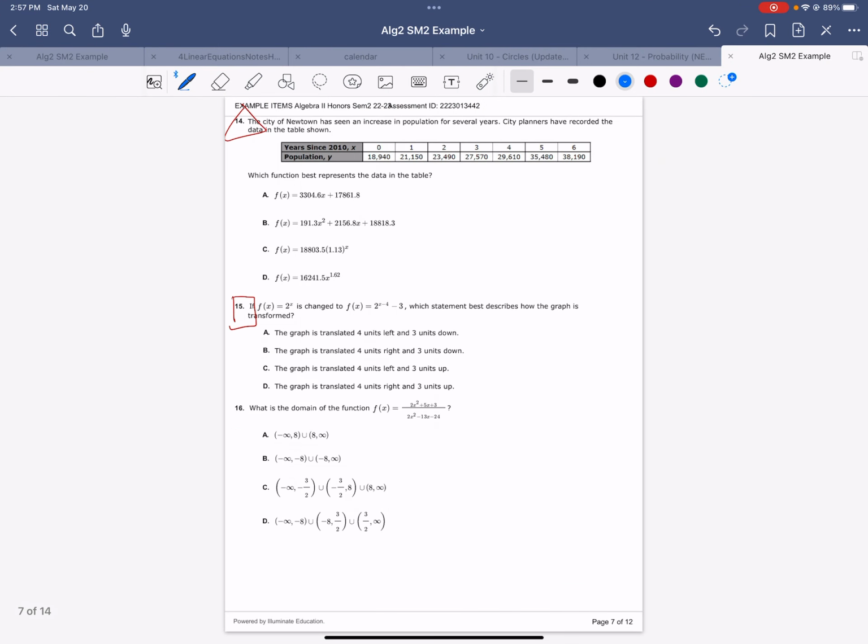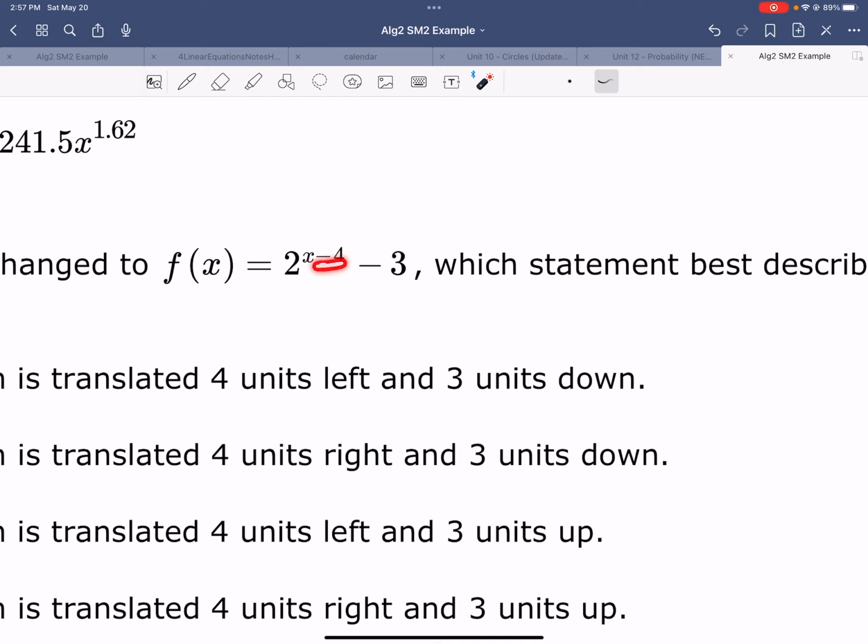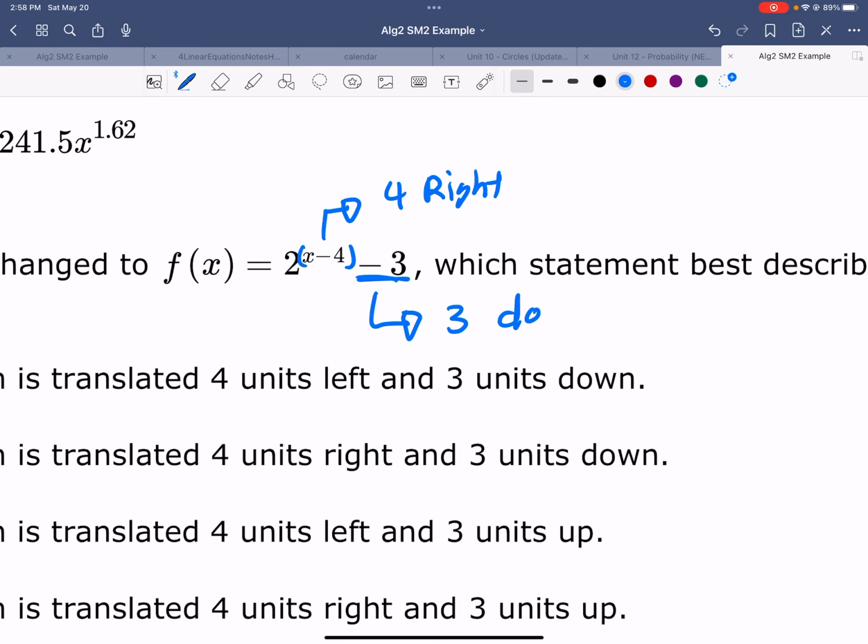Good. Let's go. Question number 15. This has changed to this one, right? It's very simple. 2 to the x is the very basic. And you see minus 4 is right next to x, so it's considered as a parenthesis. So it's a left and right. Since it's minus 4, it's 4 to the right. Minus 3 is at the end, which is up and down. Minus 3, therefore, is 3 down.